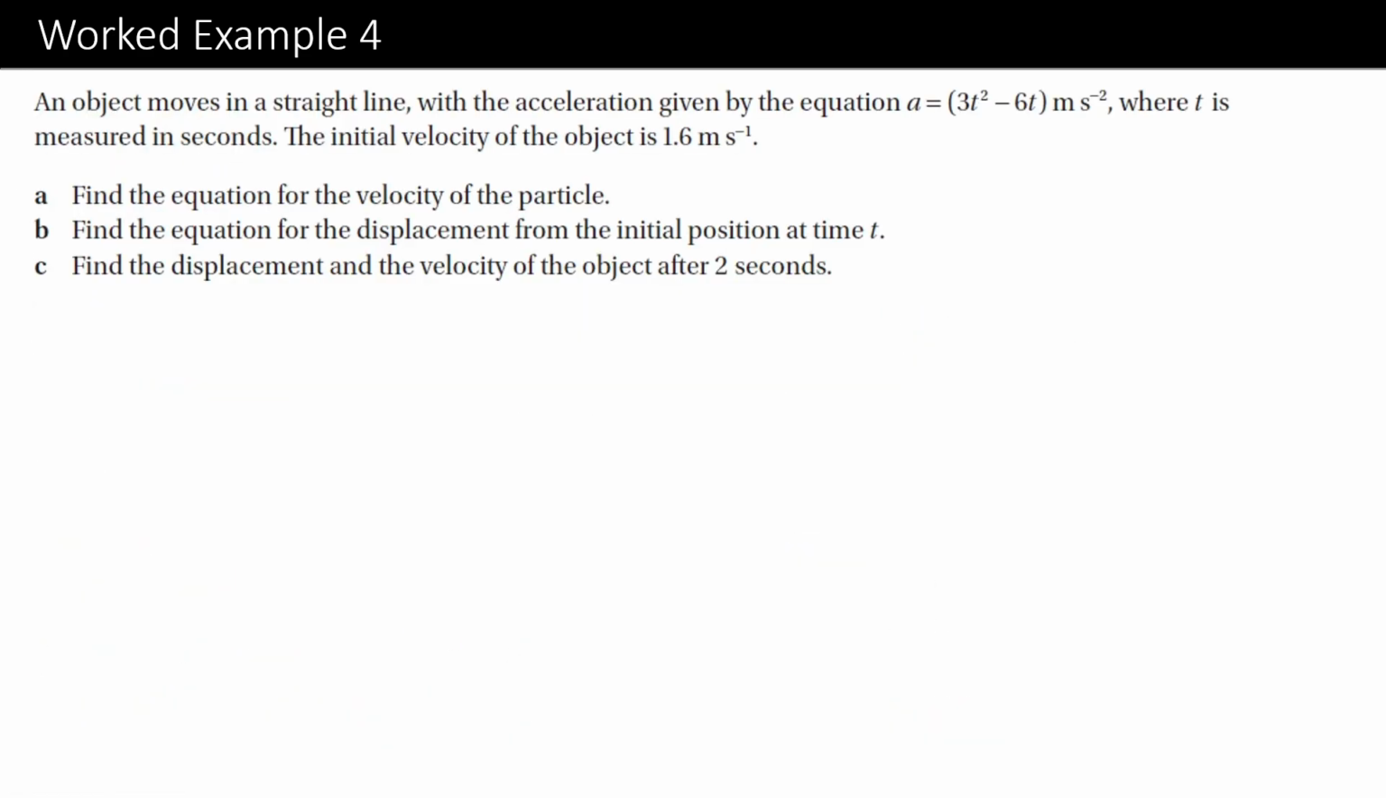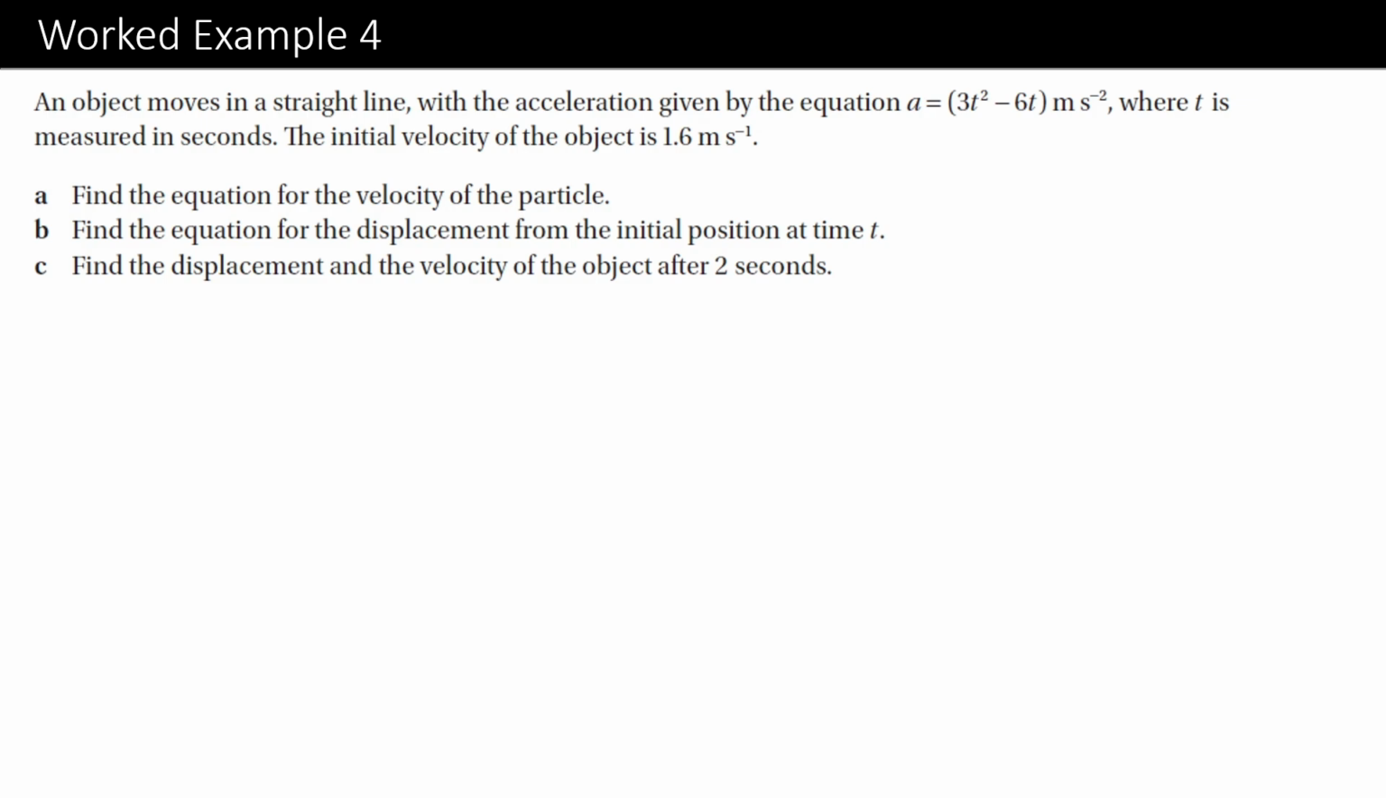So now let's have a look at this example here. It says an object moves in a straight line with an acceleration given by the equation of a equals 3t squared minus 6t meters per second squared, where t is measured in seconds and the initial velocity of the object is 1.6 meters per second.